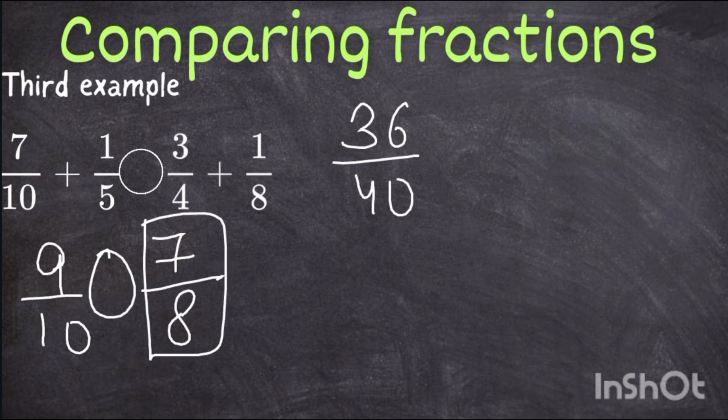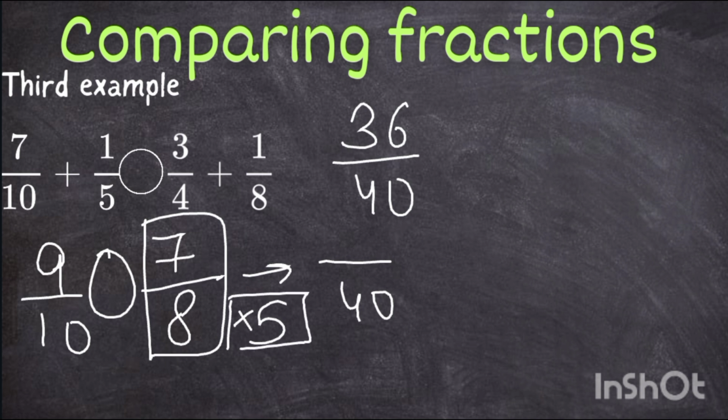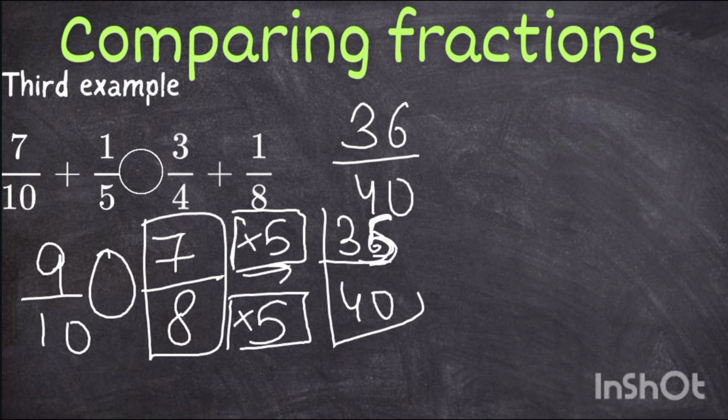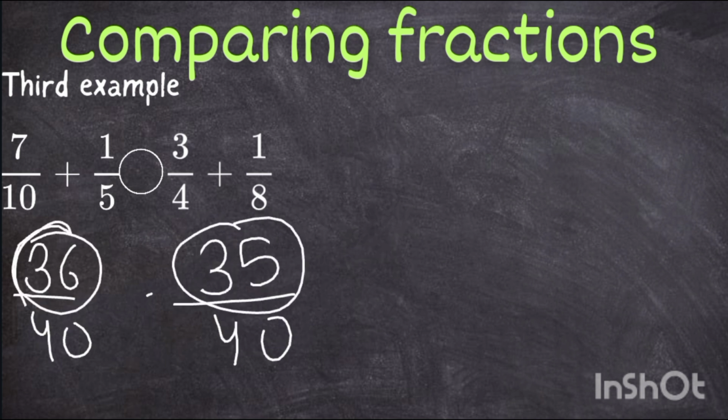Now let's convert our second fraction, which is 7 by 8. What do we multiply with 8 to get 40? If we multiply 8 with 5, we get 40. Whatever we multiply in the denominator, we need to multiply in our numerator. So 7 multiplied by 5 is 35. Now our numerators are 36 and 35. Since 36 is greater than 35, it means 36 by 40 is greater.